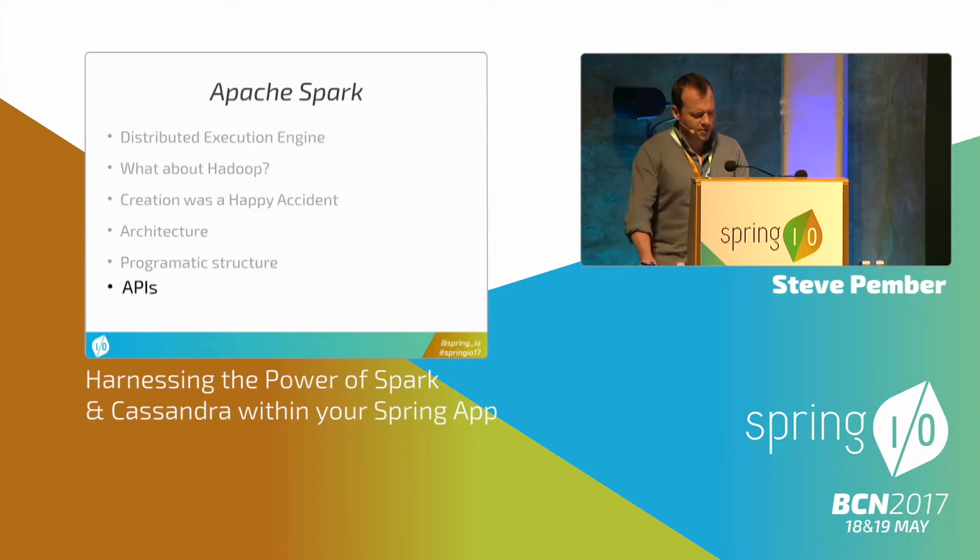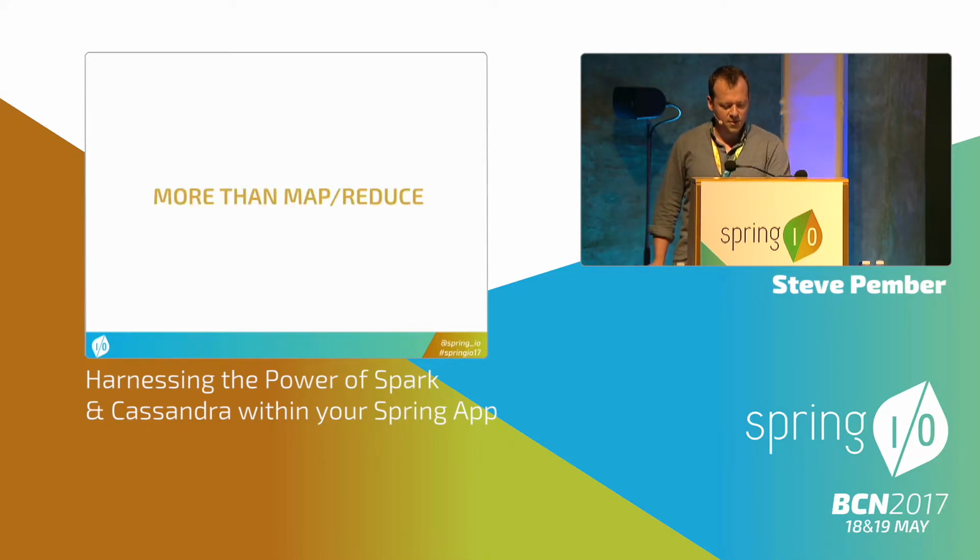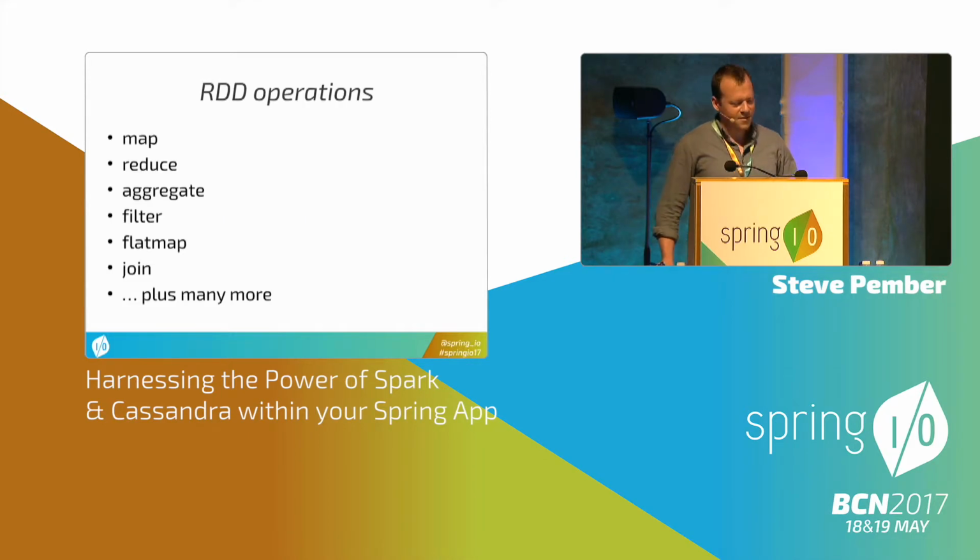So map and reduce are, again, just the basic building blocks of Spark, but there are many other ones. You have way more than MapReduce. You can aggregate things, you can filter, you can flat map, join. Again, if you've used RxJava or Project Reactor, it's all very similar.